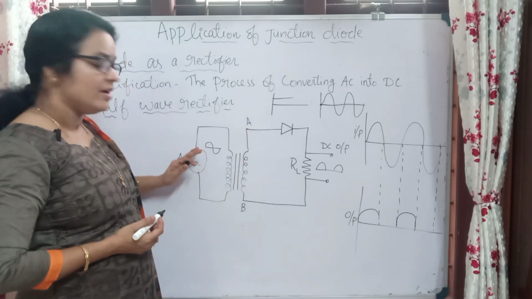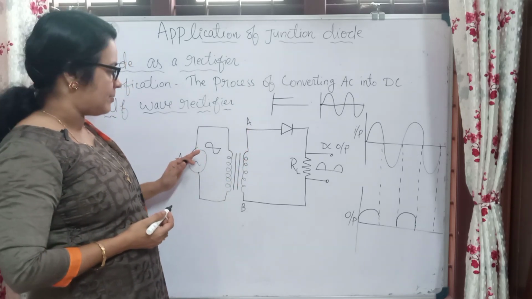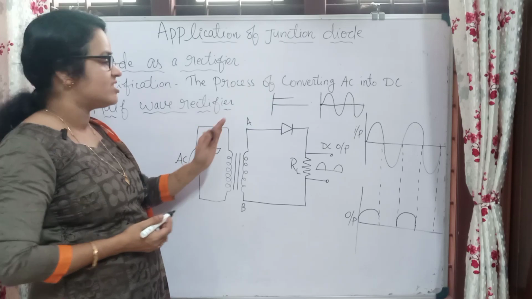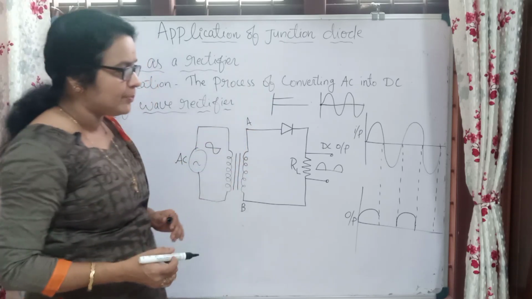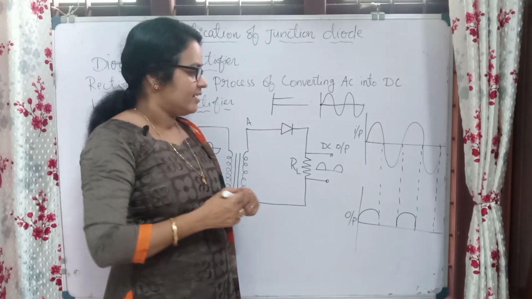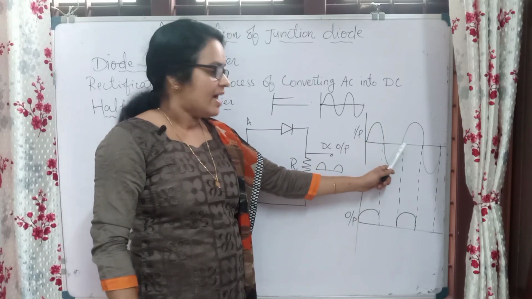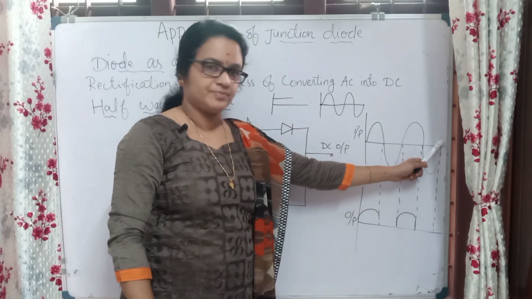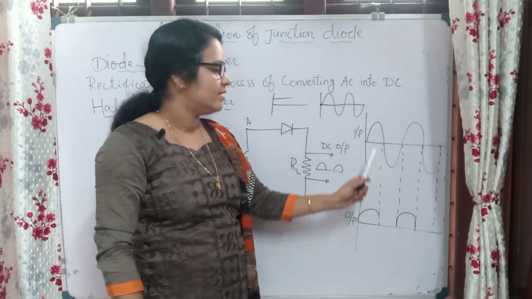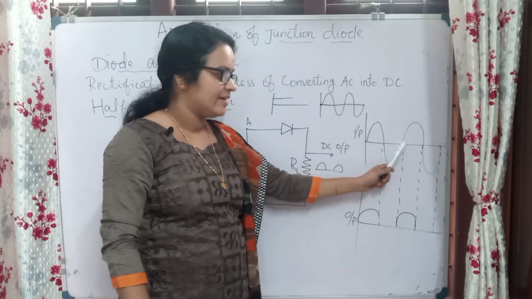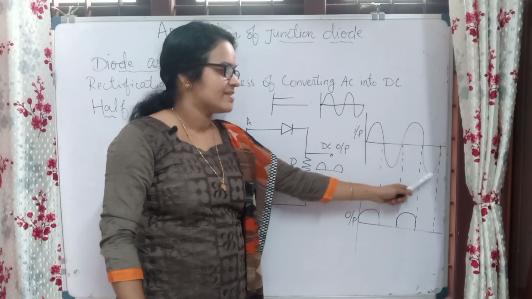That means when we apply the AC, what will happen here? Suppose the end A is positive here. So the input we are giving is like this. Here we have the input. Here, this is one cycle. Okay. And this is the second cycle. Right, two cycles are shown here. This is the first cycle till here, and from here we have a second cycle.